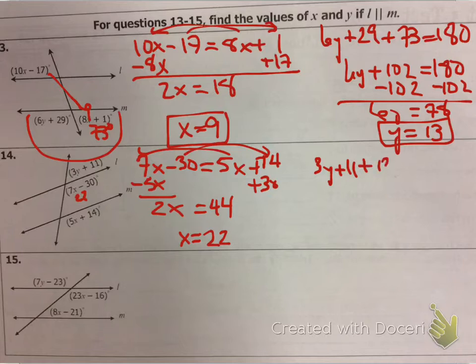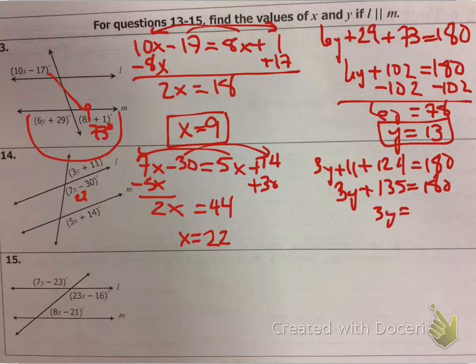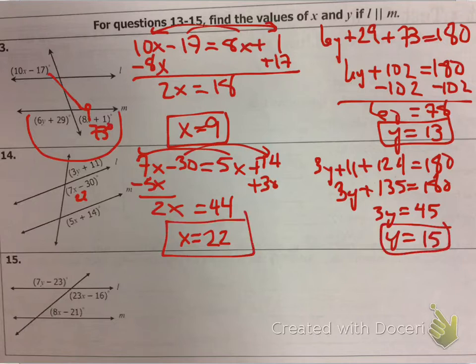plus 124 equals 180. And then that gives me 3y plus 135 equals 180. Subtract the 135, you get 3y is equal to 45. So y is equal to 15. So there are those two. And then the next one is the trickiest one, I guess.